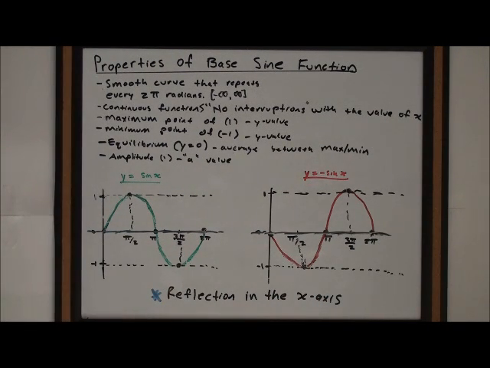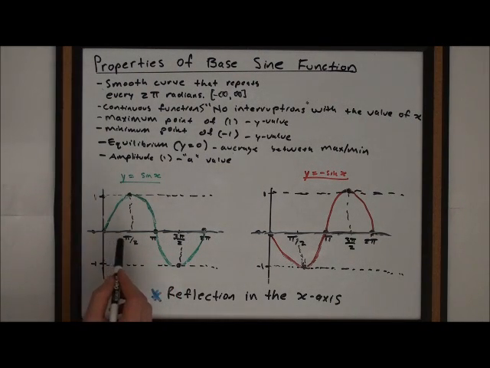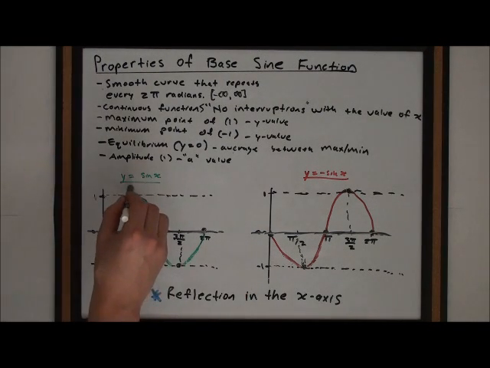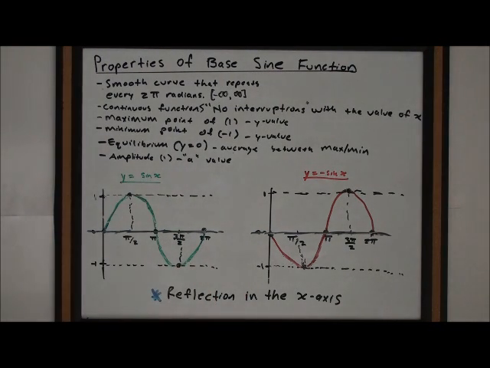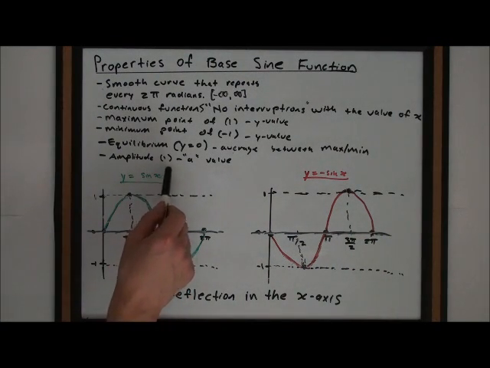And finally, the amplitude. The amplitude is basically the distance from the equilibrium to your max and min point. So they have to be the same. So from the equilibrium to the maximum and equilibrium to the minimum, they're the same. So for base sine graph, it's always 1.